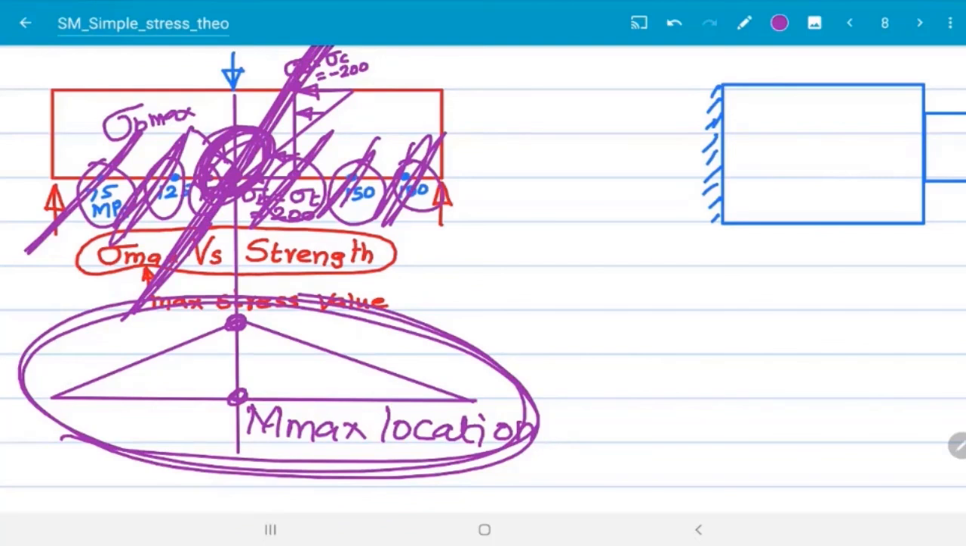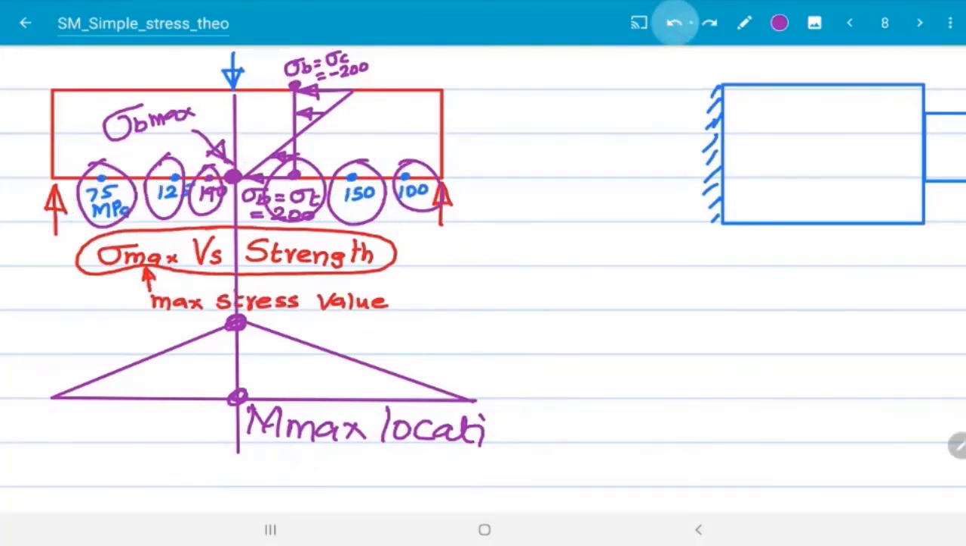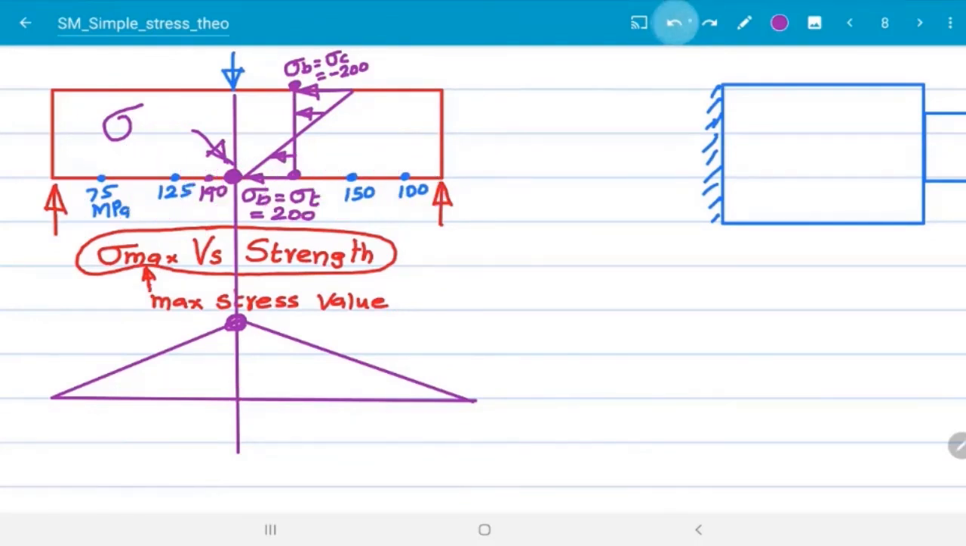So for that, the first step is drawing the bending moment diagram. Then only we have to calculate the bending normal stress. Is it clear? Is it okay? Yes, right.